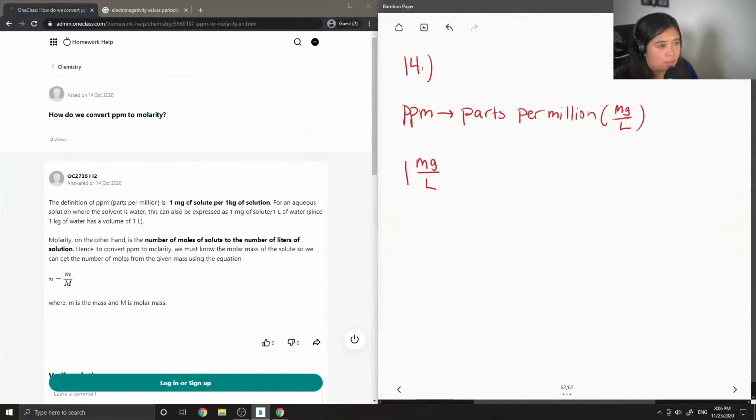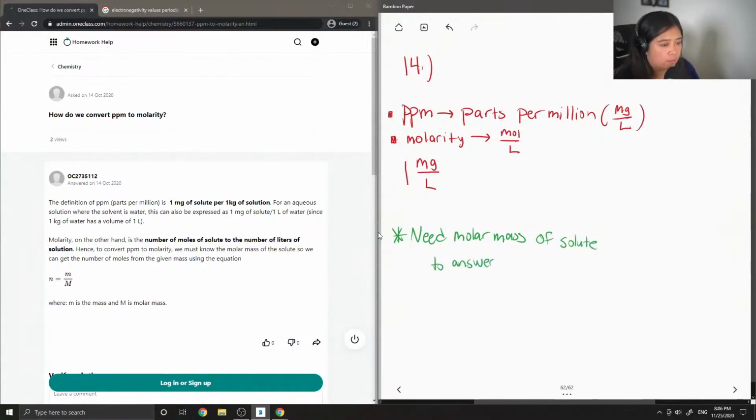then we also need to understand that molarity we want in moles per liter. So to answer this question, we would also need to convert milligrams to moles somehow. Therefore, we need the molar mass of your solute to answer the question as well. So it's not just a simple conversion. We're also going to need the molar mass of that substance.